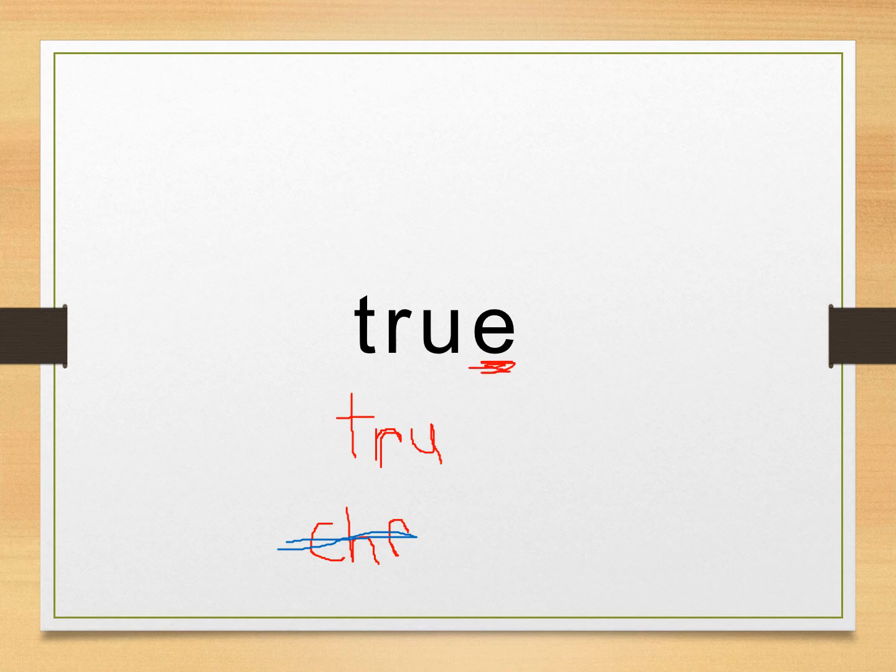You need it because English words usually don't end in the single vowel U. They might end with U in a combination of vowels, but usually they don't just end with U. You need that E, that silent final E.